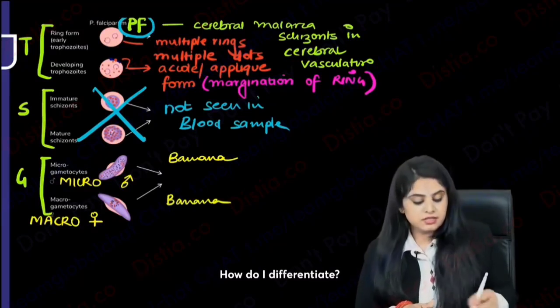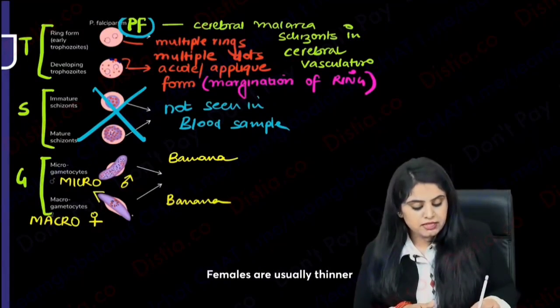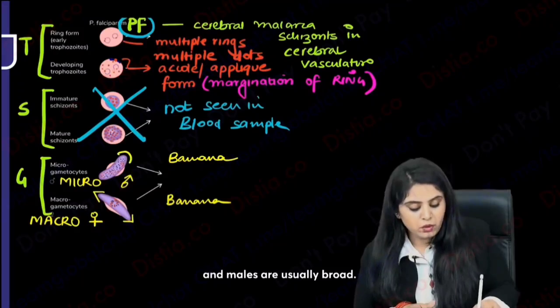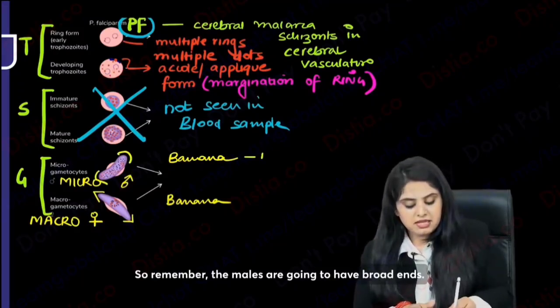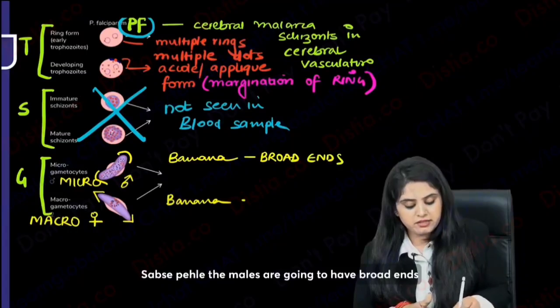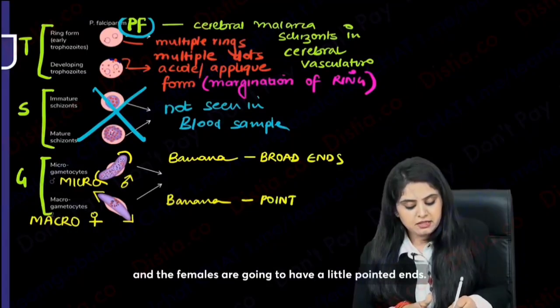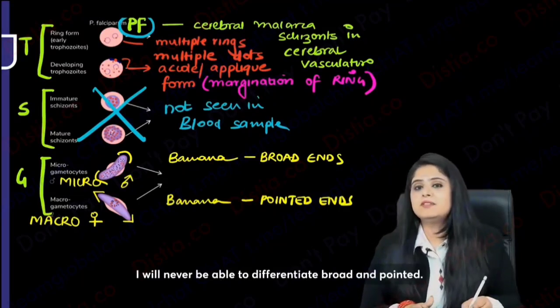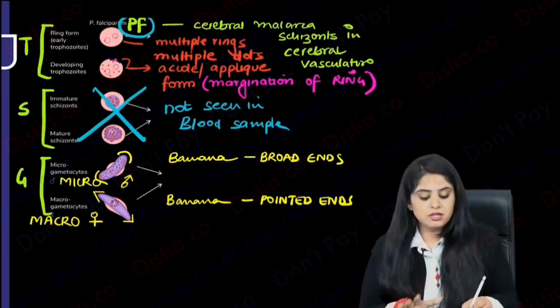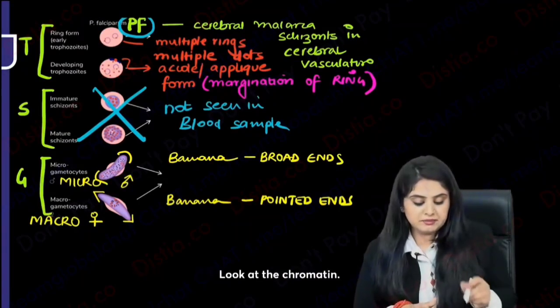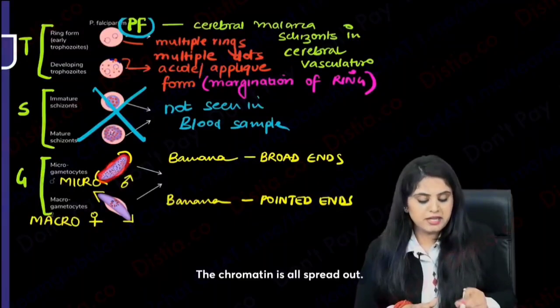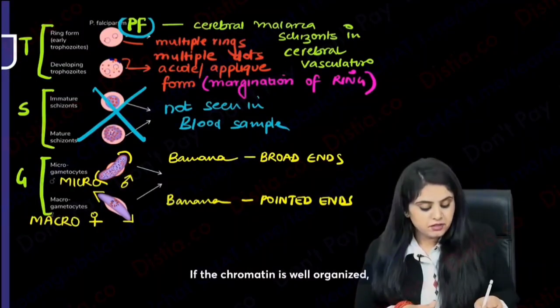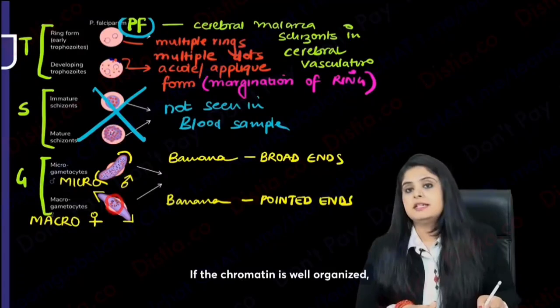How do I differentiate? Look at this. Females are usually thinner and males are usually broad. Hai na? So remember, the males are going to have broad ends and the females are going to have a little pointed ends. This is the common sense. But in the exam, ma'am, I will never be able to differentiate broad and pointed. Kuch aur batao. Look at the chromatin. The chromatin is all spread out. That's a male. If the chromatin is well organized, it's a female.